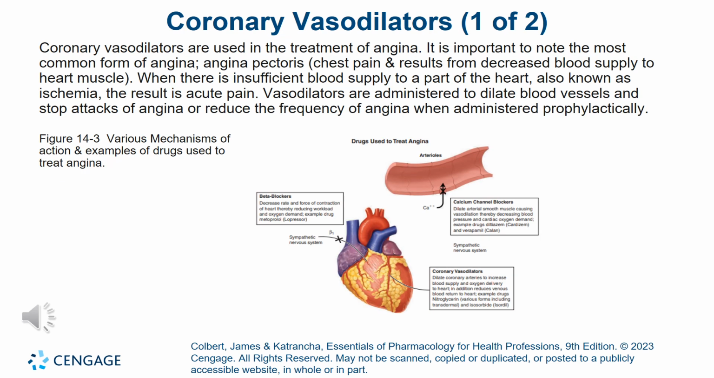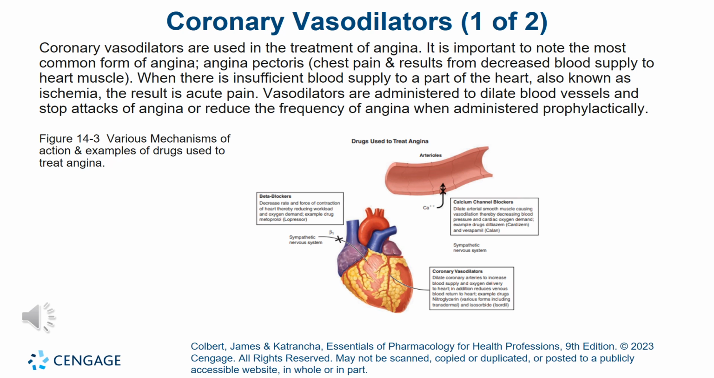This slide discusses coronary vasodilators that are used in the treatment of angina. It's important to note the most common form of angina, which is angina pectoris, which is chest pain, and it results from decreased blood supply to the heart muscle. When there is insufficient blood supply to a part of the heart, this is also known as ischemia, and that result would be acute pain.